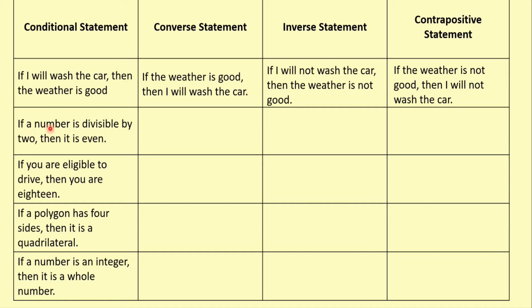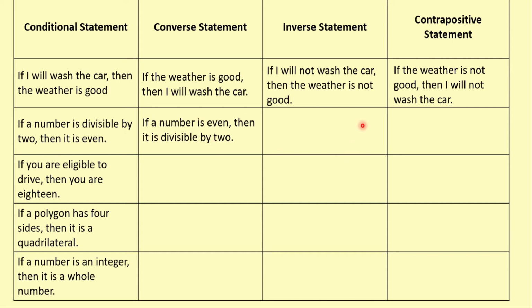Then, for number 2, if a number is divisible by 2, then it is even. So, converse again, we just reverse it. We make our hypothesis the conclusion, and the conclusion becomes the hypothesis. Here it is. If a number is even, then it is divisible by 2.